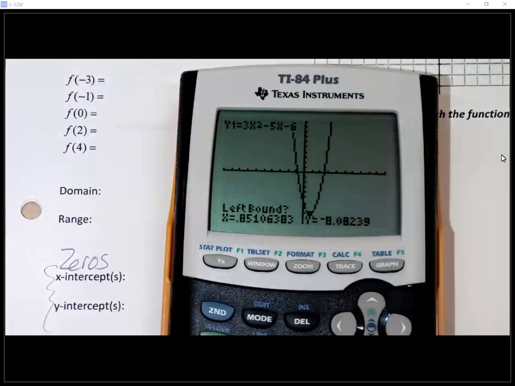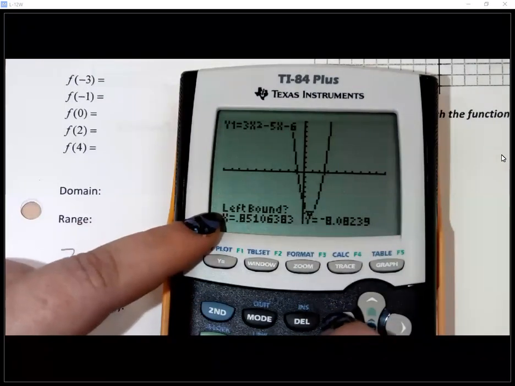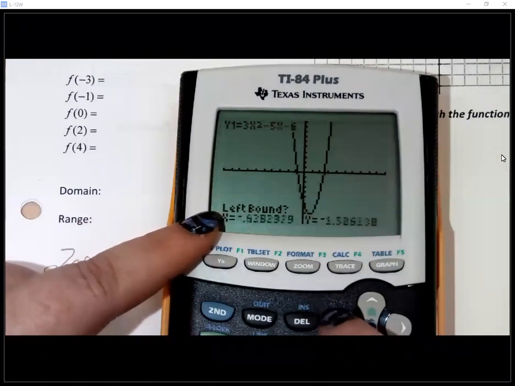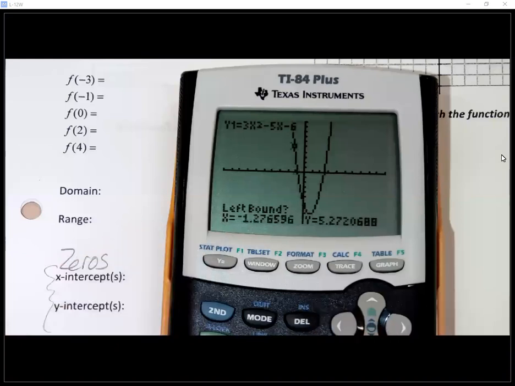So it asked me the same set of questions. It says left bound. You need to put the blinky guy a little bit to the left of where you think the x-intercept is. Just a little bit. And then I hit enter. Now it says right bound. I need to go a little bit to the right of just that x-intercept, not of the whole graph. So I like to put my blinky guy on the x-intercept.